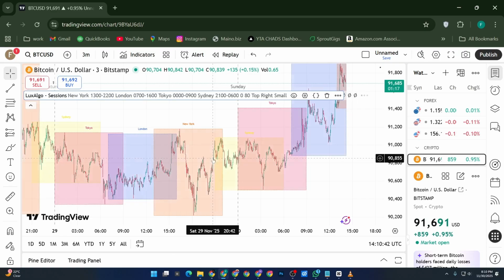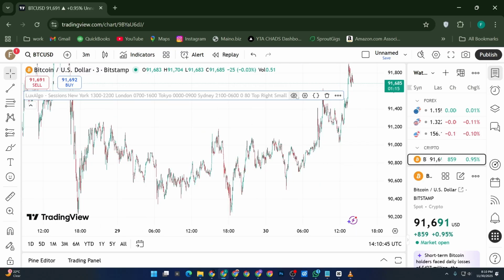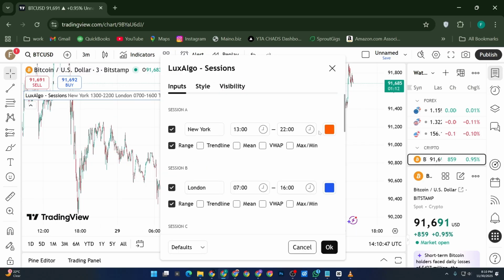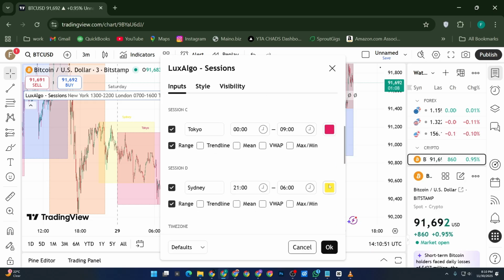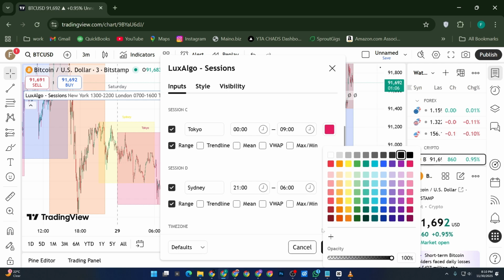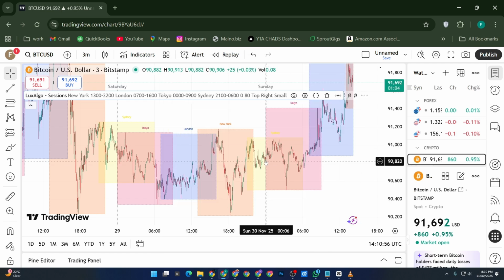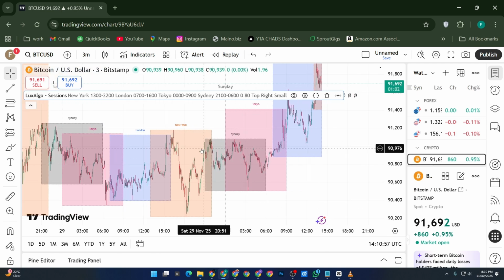Once set, the sessions will appear clearly on your chart, helping you identify the most active times to trade. This makes it easier to spot periods of higher volatility and avoid trading when the market is quiet. And that's it. That's how to use the session indicator on TradingView.